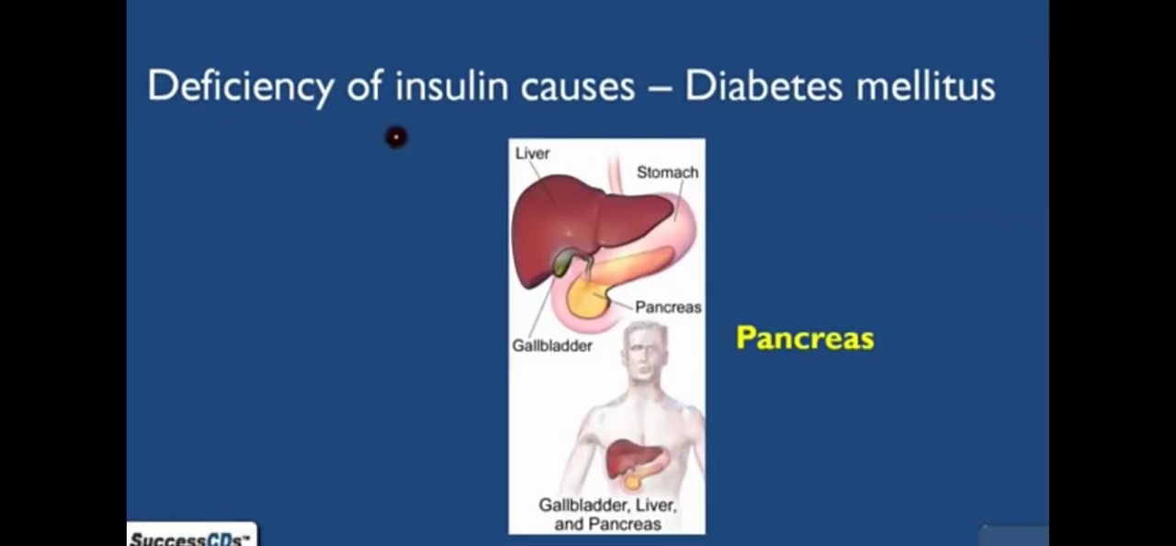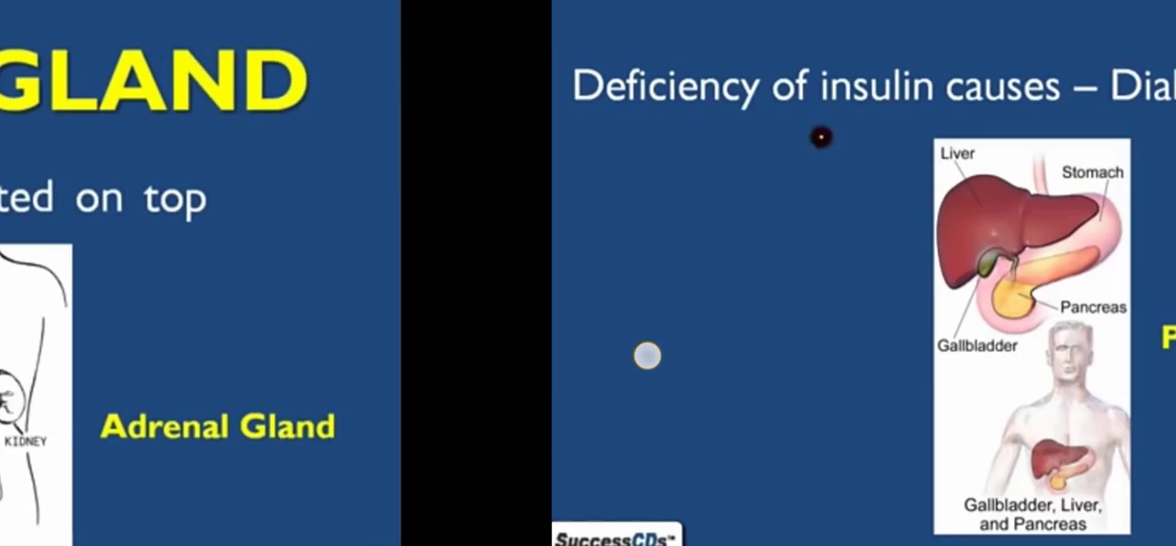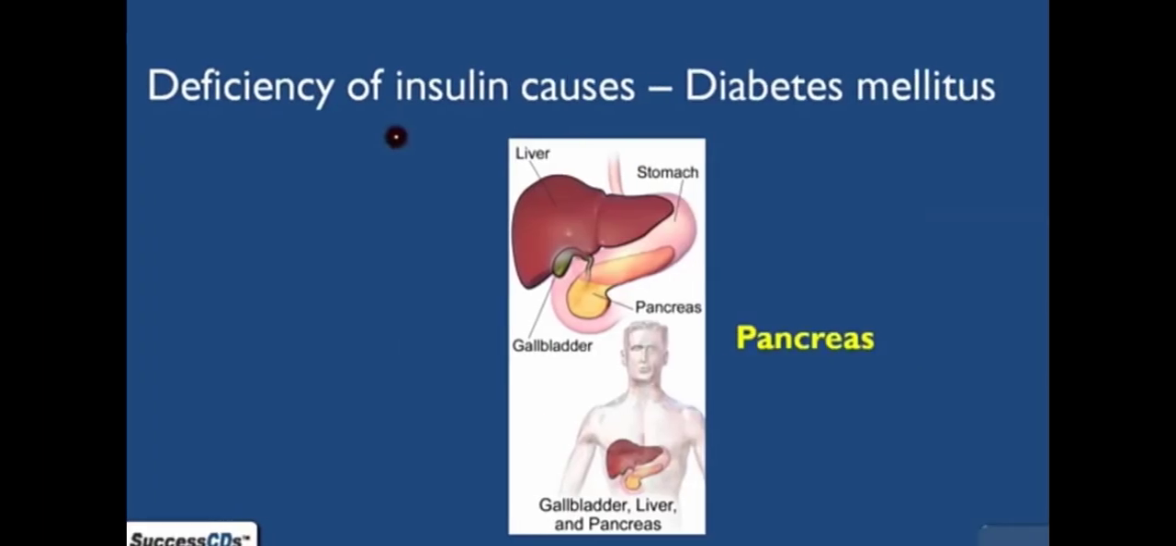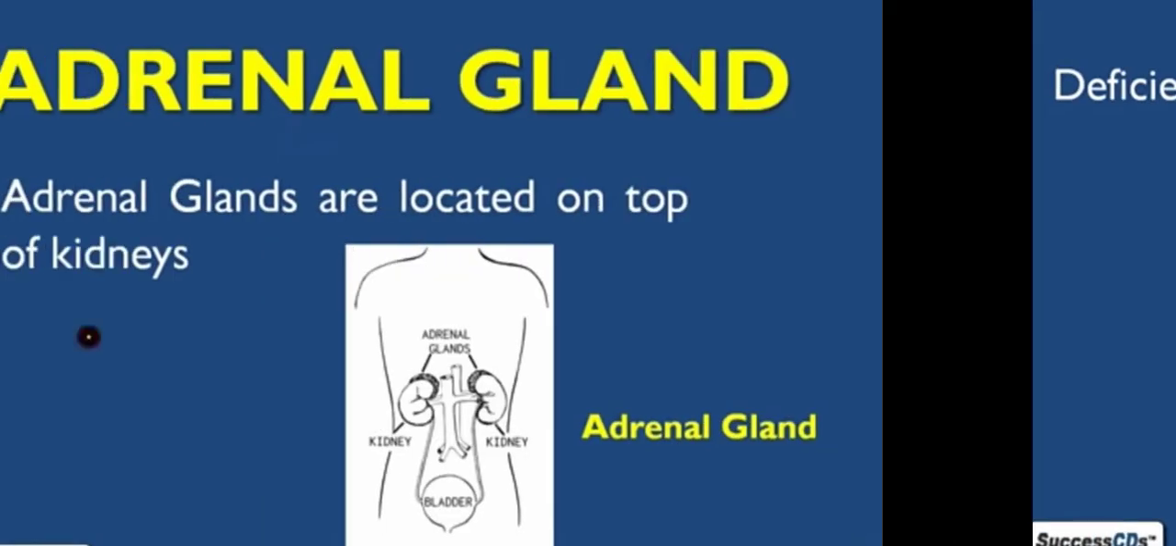So deficiency of insulin, that is, if there is lack of insulin in our body, the person will suffer from diabetes mellitus. He'll suffer from a disease, diabetes mellitus. Okay, this was about the pancreatic gland, or we can say pancreas.